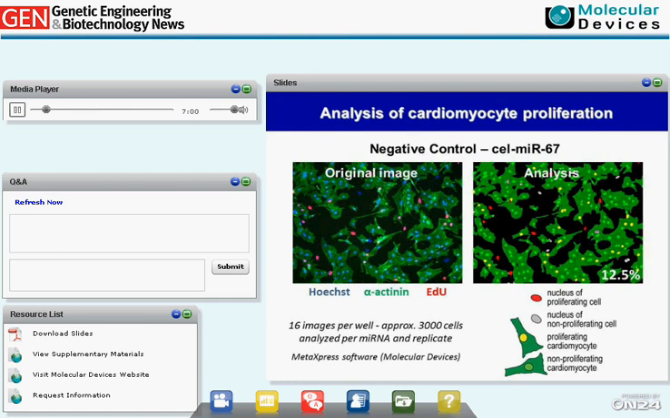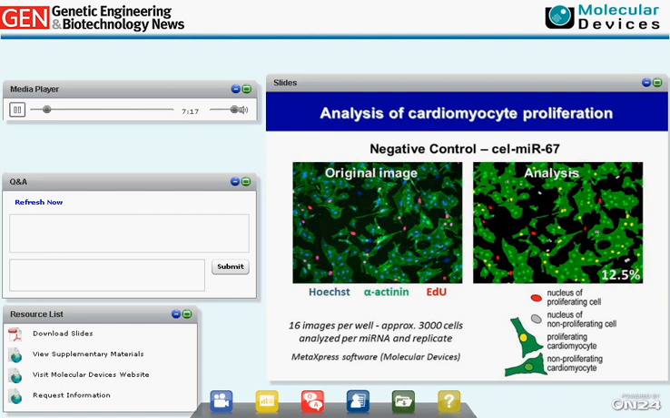So you can see that there are some cells that are proliferating that are not green positive, and so they are not cardiomyocytes. They are mostly fibroblasts. And you also can see some cells that are green and they have their nucleus red. And these are the proliferating cardiomyocytes.